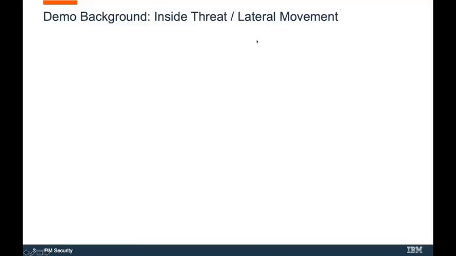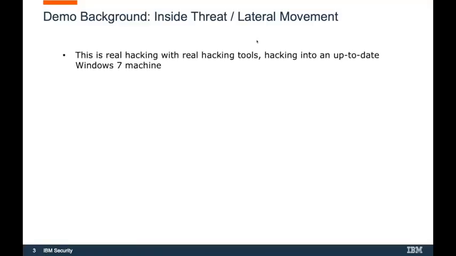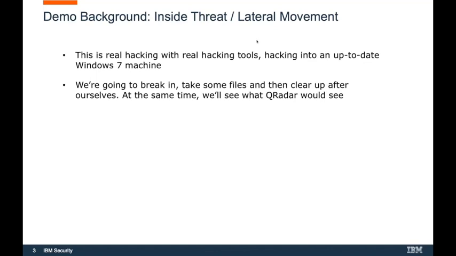So here's some background to what you're going to see. This is real hacking with real hacking tools, and we're going to be hacking into an up-to-date Windows 7 machine. We're going to break in, we're going to find some files to steal, and then we're going to try to clear up after ourselves. And at the same time, we'll see what QRadar would have seen.